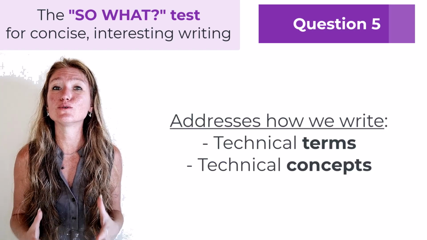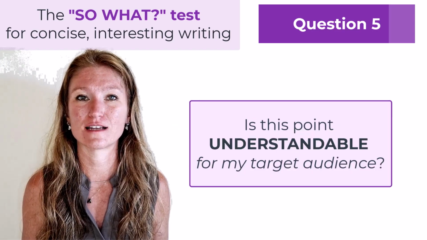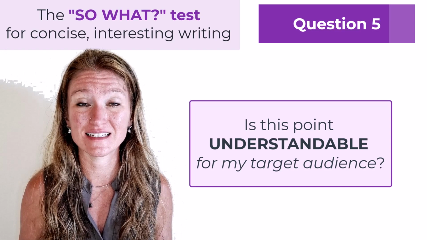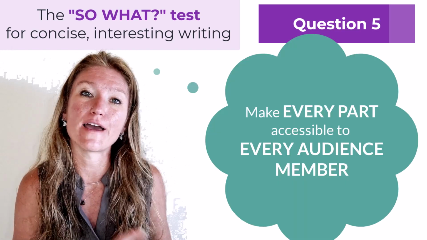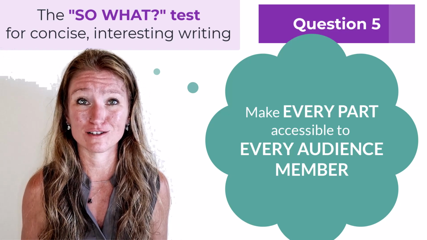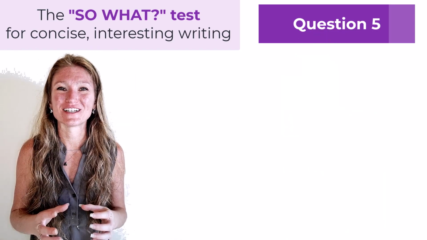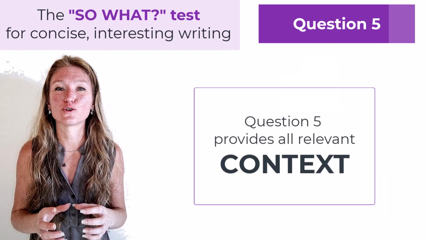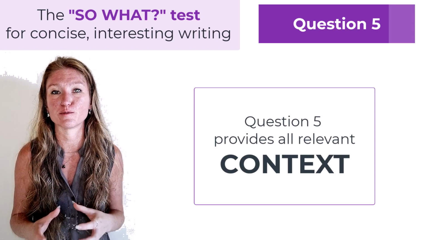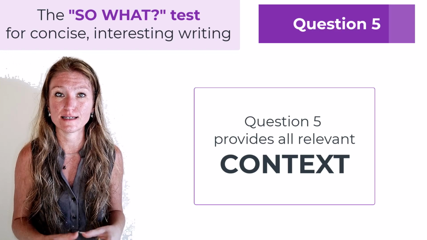What you want to do with this when you ask, is this understandable to my audience, is make sure every single part of this sentence is understandable to every single person who is in your audience who is going to be reading this journal. So this question is designed to make sure that your writing has the context that you need for every reader who's going to pick up this document to understand it.